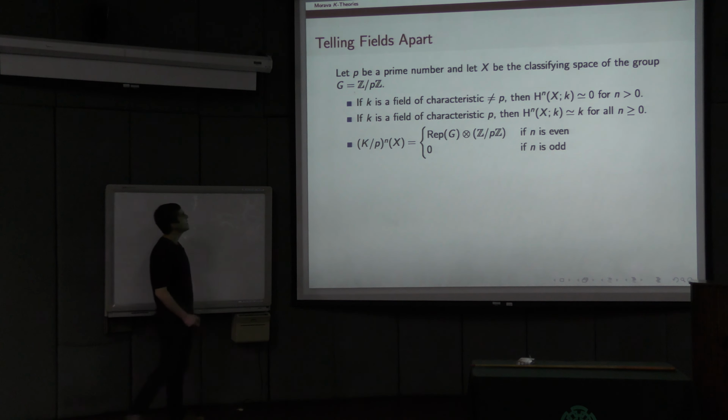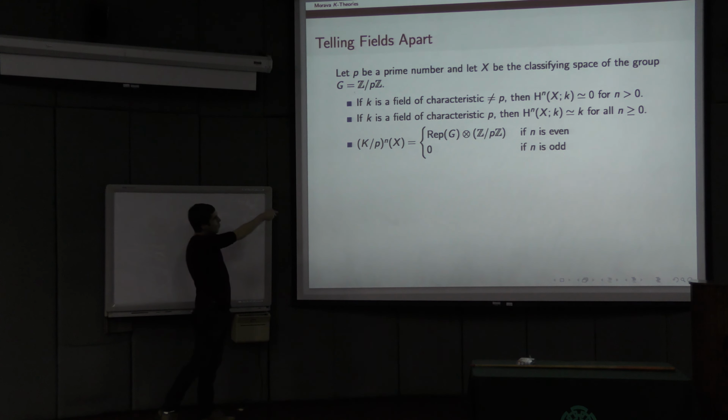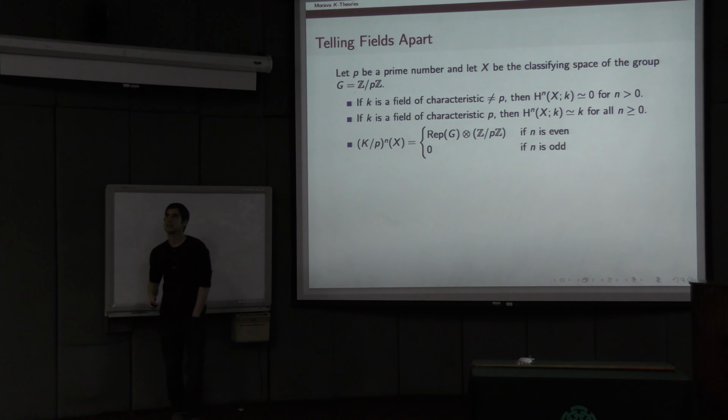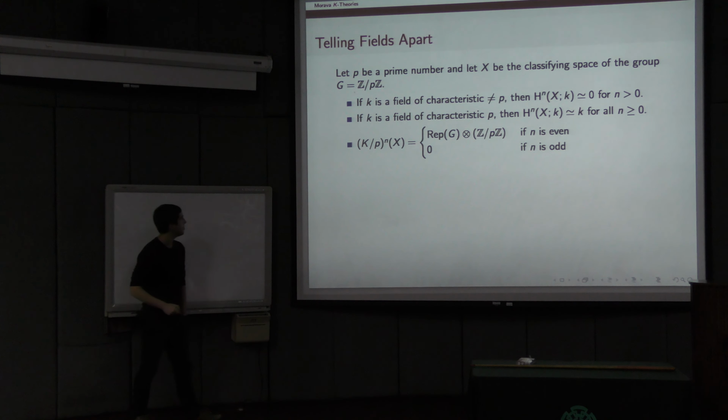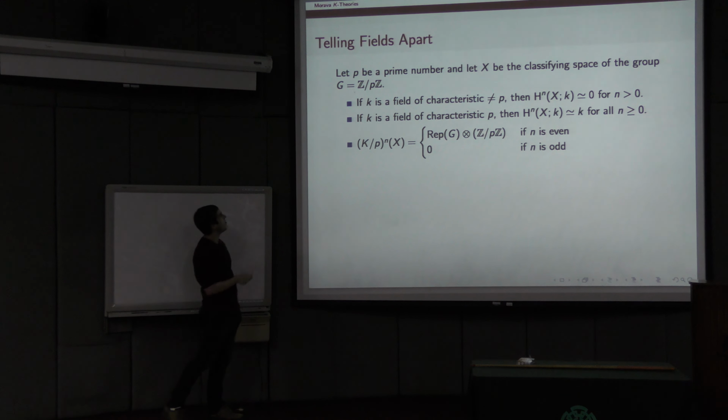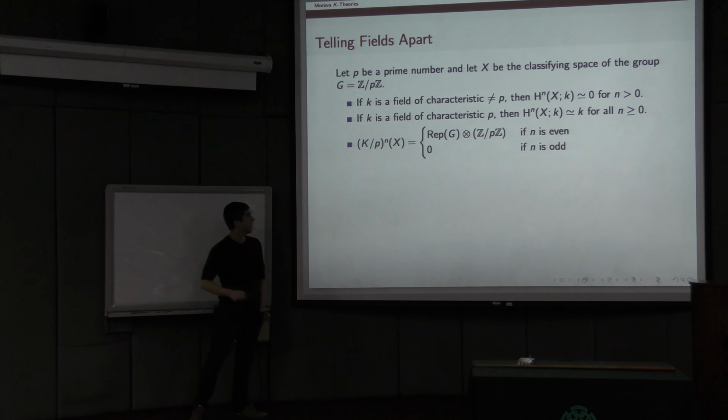And there's a theorem of Atiyah and Segal which will tell you that if you take the representation ring mod P, that's isomorphic to the mod P K theory of X. So this is a consequence of what's called the Atiyah-Segal completion theorem. So what the mod P K theory of X turns out to look like is the representation ring of G modulo P in every even degree and 0 in every odd degree.